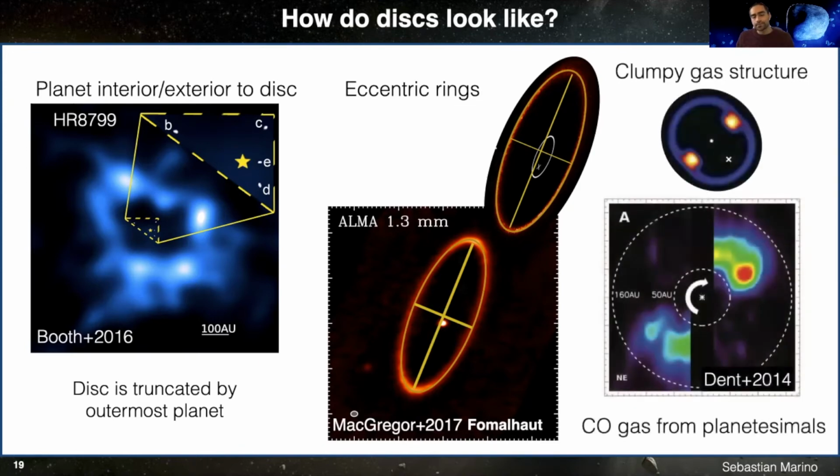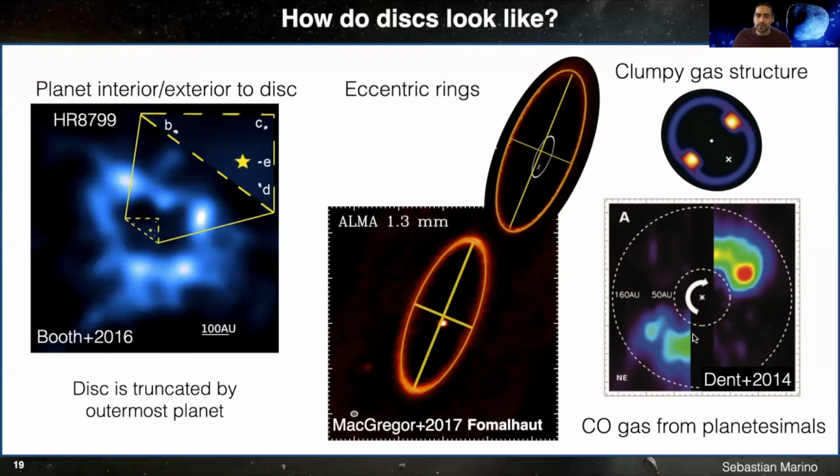Another case is the famous system Beta Pictoris, which has a debris disk as well. And when Dent et al. 2014 looked at how the gas was distributed in the system, they found that it looked clumpy, basically located in two clumps opposite to each other. Those two clumps resemble very well the distribution predicted for material that is trapped in resonance.